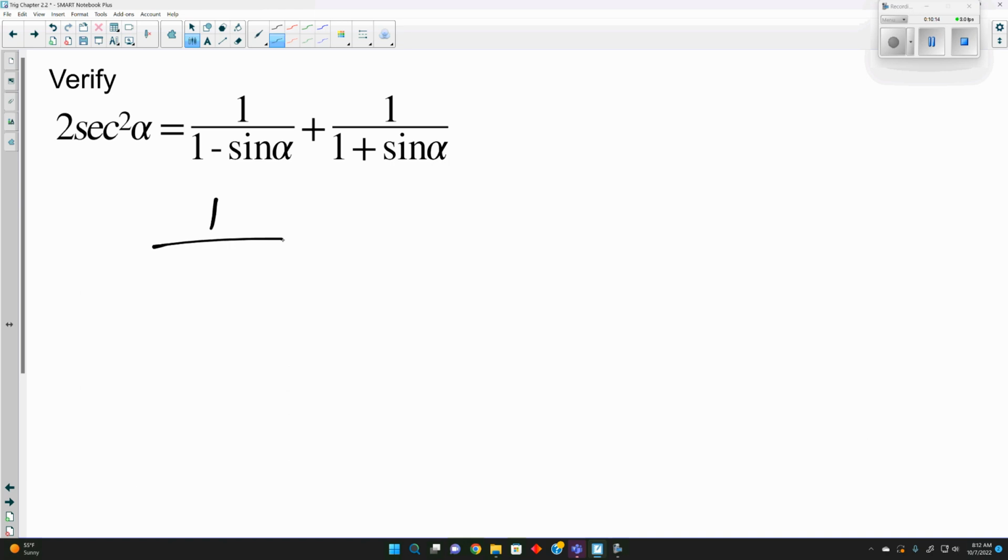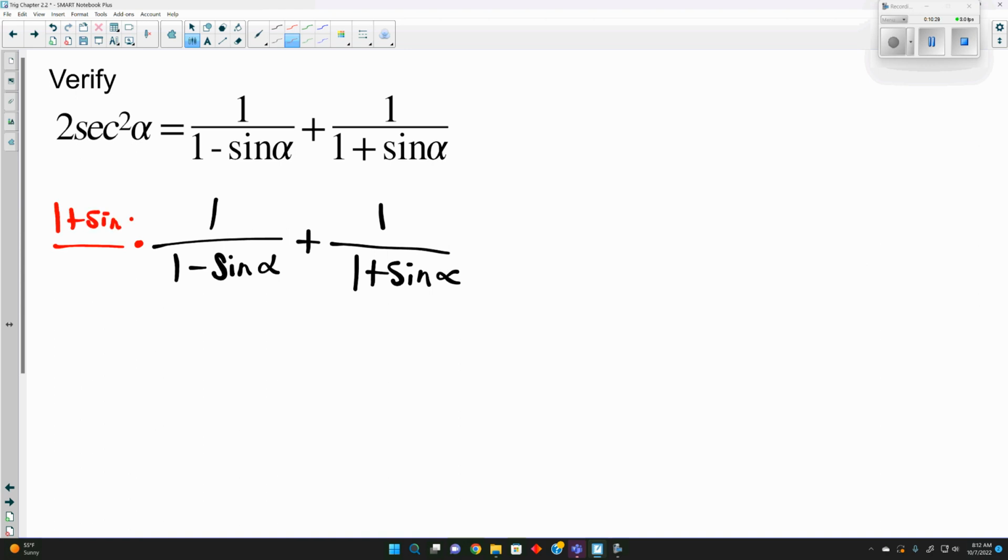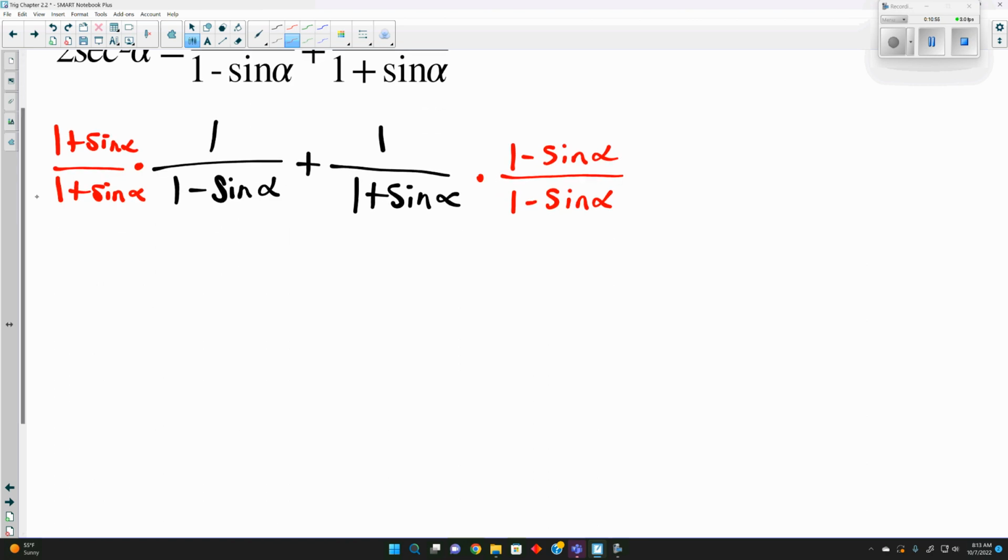But to be able to add these two fractions, we need the denominators to be the same, yes? So for the one on the left, we're going to multiply it by 1 plus sine of alpha on top and bottom. And for the one on the right, we're going to multiply by 1 minus sine of alpha. Questions on this so far?